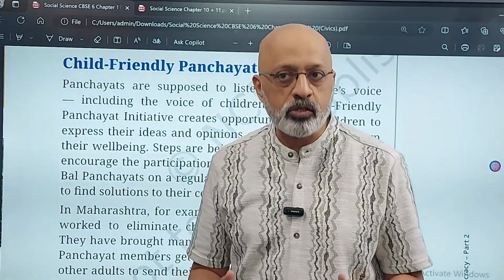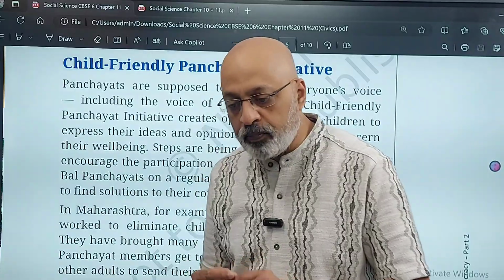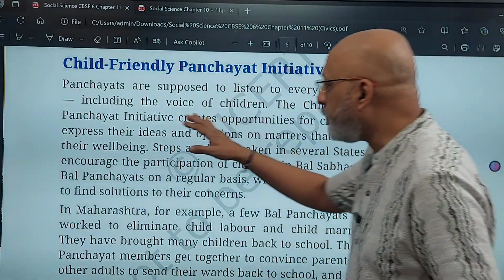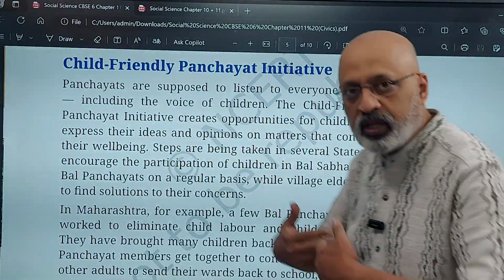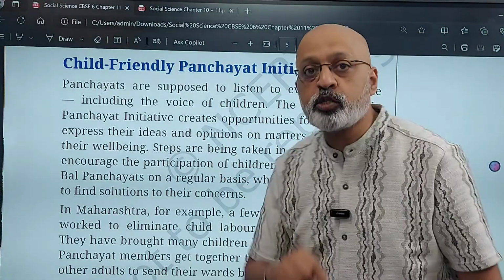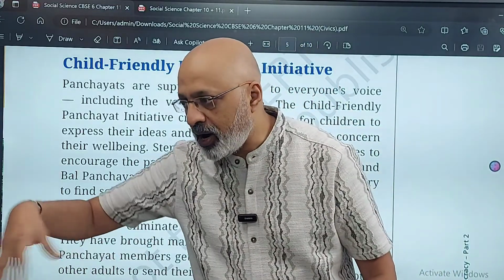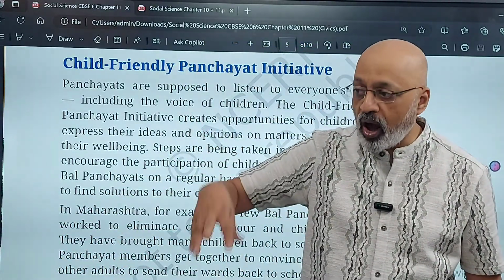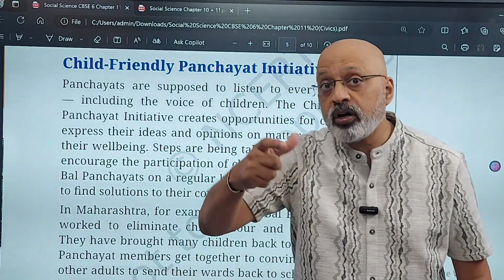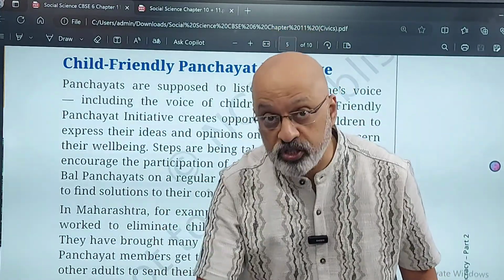Now bal panchayat is not strictly, it's not like allowing people under 18 to vote. But what they do is that the child-friendly panchayat initiative, matlab the move like that, creates opportunities for children to express their ideas. So इससे फायदा क्या होगा? Just like in your school, you have the house, you have a house captain, then you discuss that, okay, our house will do this on the school annual day. So you are involved in what? You are involved in the decision-making process.